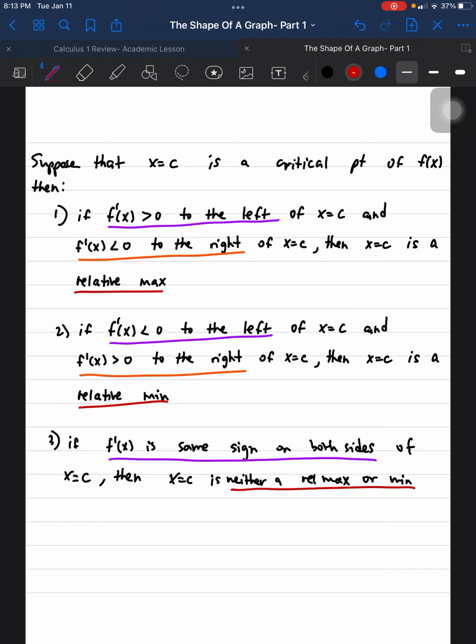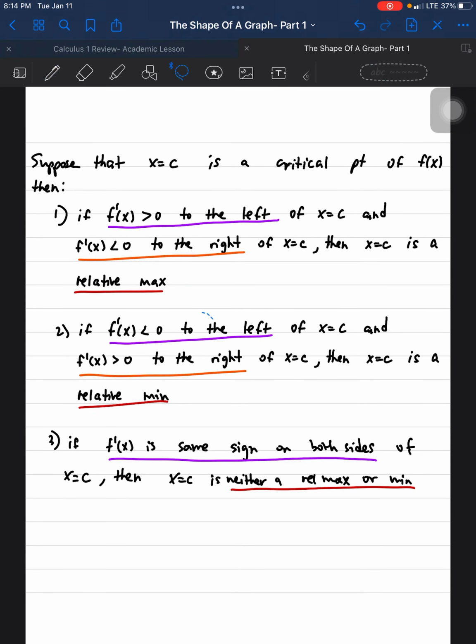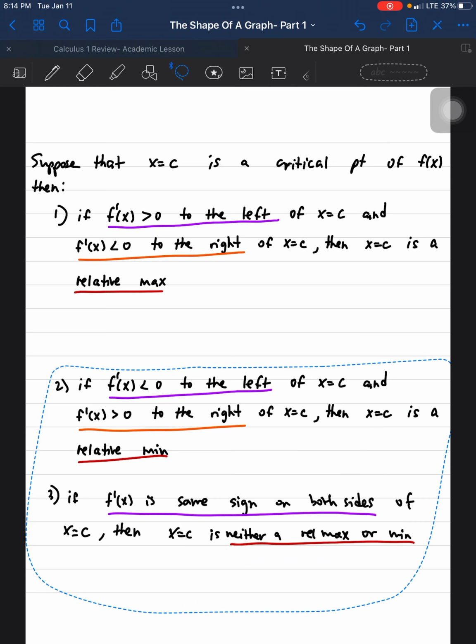But the actual first derivative test is this. Suppose that x is equal to c, so there's some point c that is a critical point of f of x. Then if f prime of x is positive to the left of the point c, and f prime of x is negative to the right of the point c, then x equals c is a relative maximum.